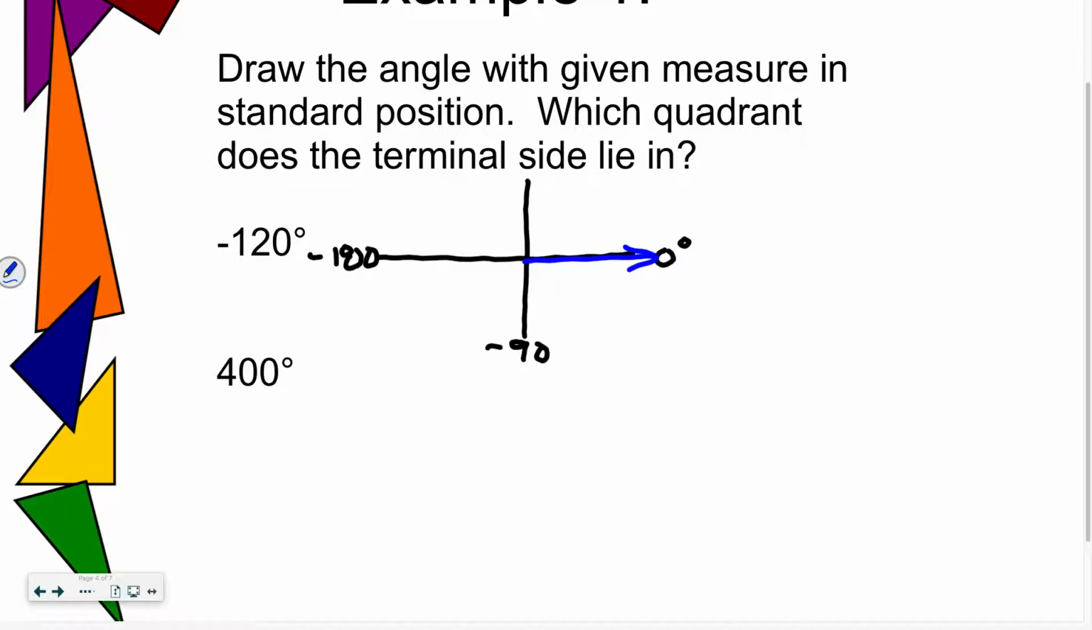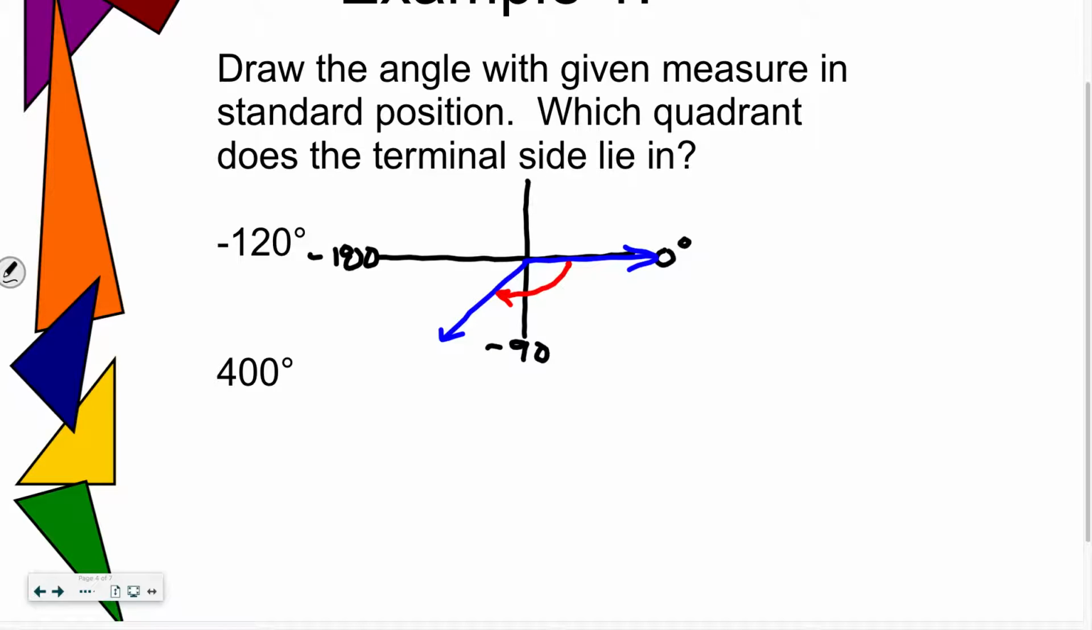You place your terminal side where you think negative 120 is, in between negative 90 and negative 180, closer to negative 90. You show the direction of your angle, so that we can all see that that's negative. And now you can answer.